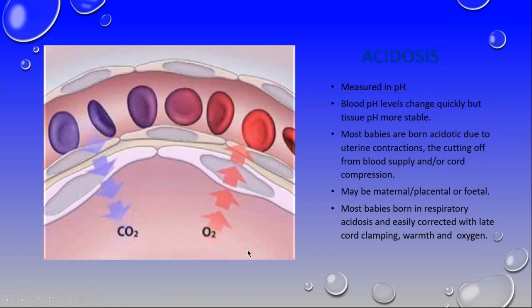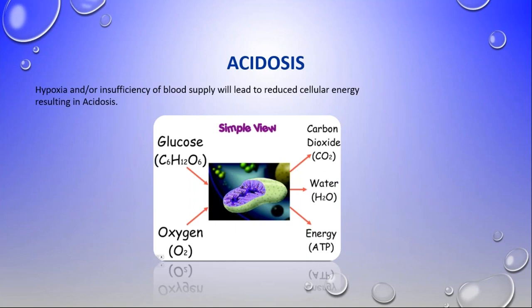So let's go back to what needs to happen. Hypoxia, or insufficient blood supply, will lead to a reduced cellular energy. If there isn't sufficient oxygen, if there isn't sufficient energy coming to that cell, that is going to cause cellular death. And ultimately, death is dependent on cellular death. So the cell needs glucose, it needs oxygen, it needs water, it needs to get rid of its CO2, and it needs energy.